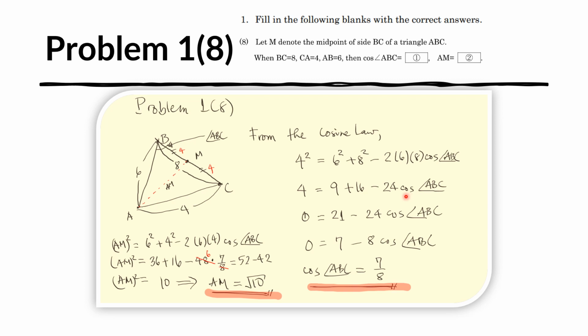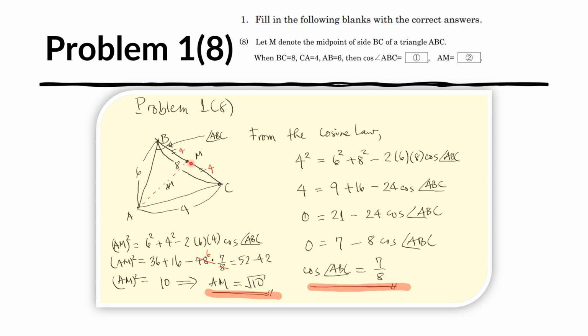Now we just rearrange this a bit. We move the 4 to the other side. That means we have minus 4 plus 9, which is 5, plus 16 is 21. And we divide all sides by 3. We get 7 minus 8 cosine of the angle. And if we just move this bit to the other side and divide by 8, we get this as the cosine of angle ABC. Now we want to find the line segment AM.